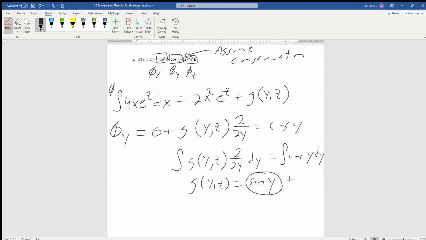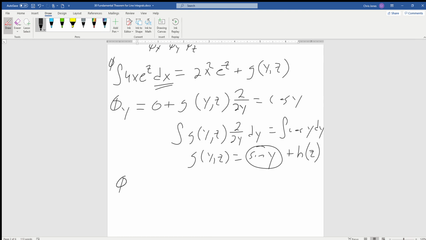But there's another function. The other function that we know is going to be some sort of function with respect to z. So I'm going to call that h of z. Now it's not x comma z, it's just z because we've already taken care of the x. So if we go all the way back here, remember we found all the functions with respect to x. Now we have that phi is going to be equal to 2x squared e to the z plus, remember we just got sine y, plus h of z.